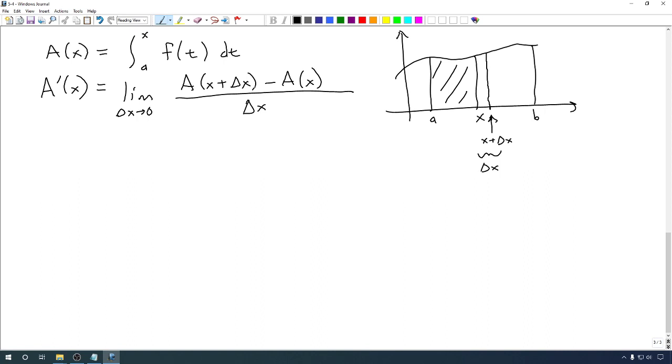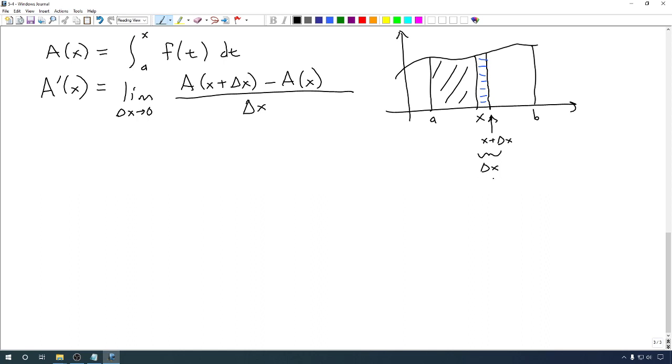And so this difference right here is really just the area between these two lines. And as delta x goes to 0, this is a really thin region. It's a very small area. In fact, we can think of that as a little really thin rectangle. Technically here, the function isn't necessarily horizontal at the top, so it's not necessarily going to be a rectangle, but maybe it's close enough to think of it as one. So we are going to approximate this small area as just a small rectangle.